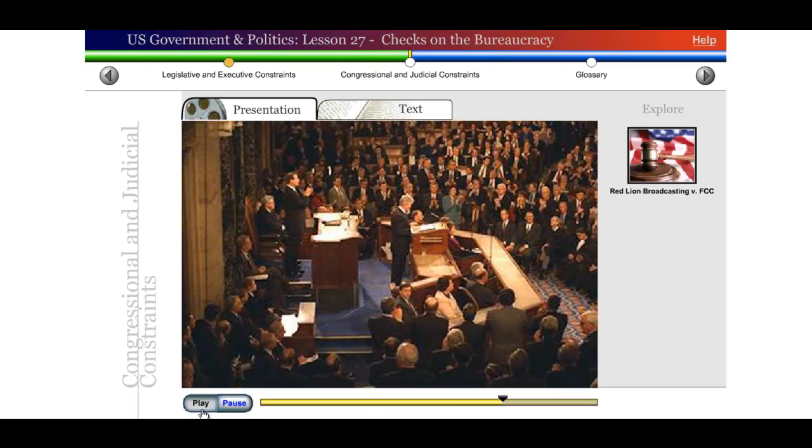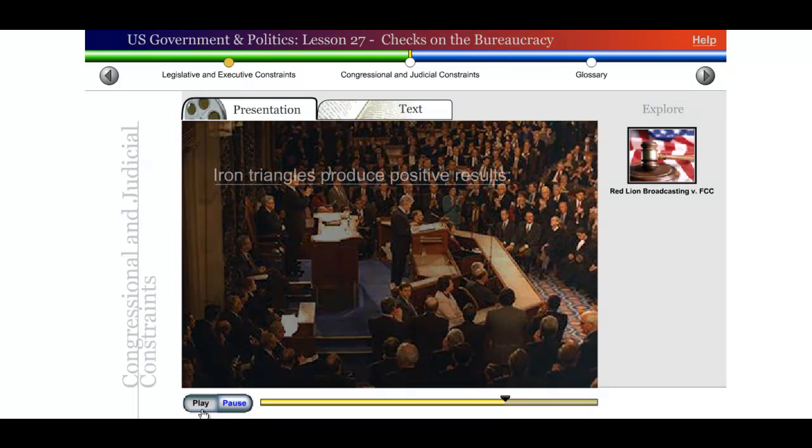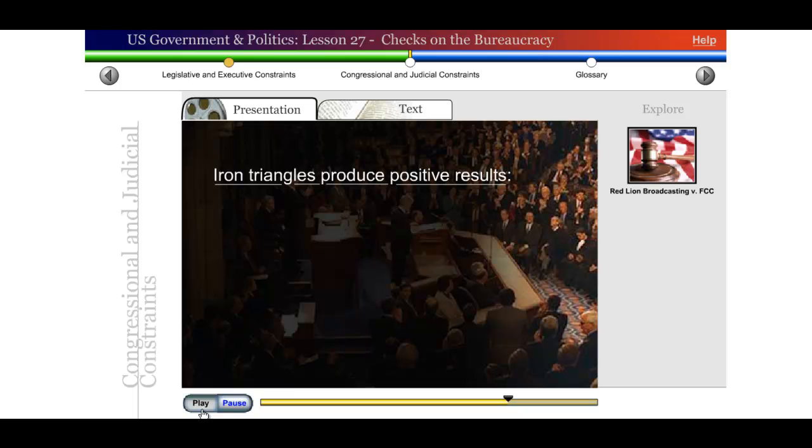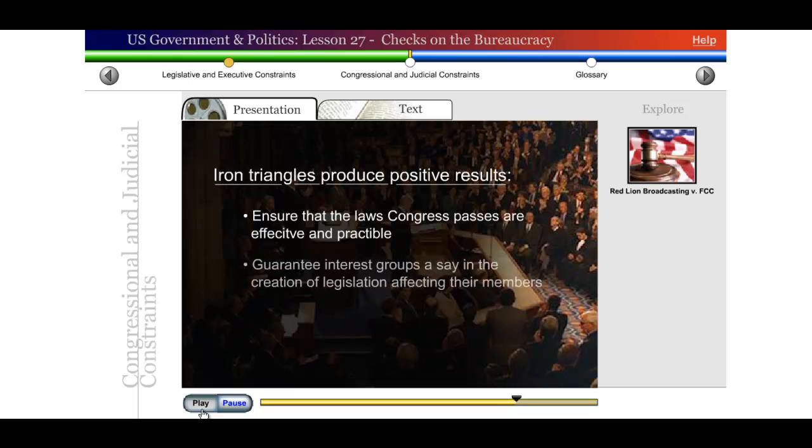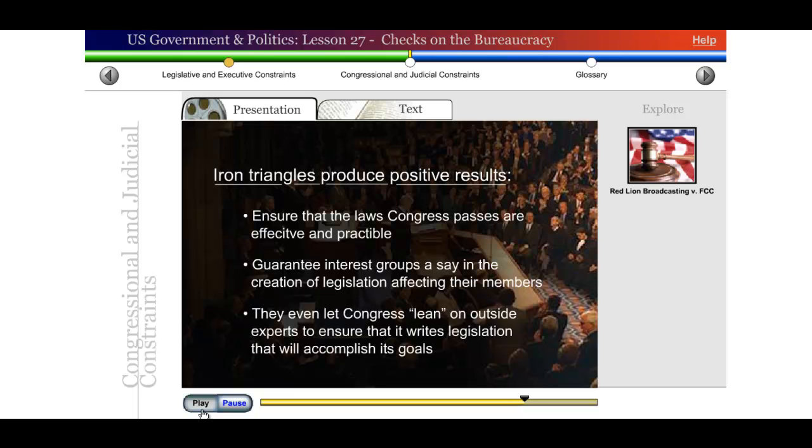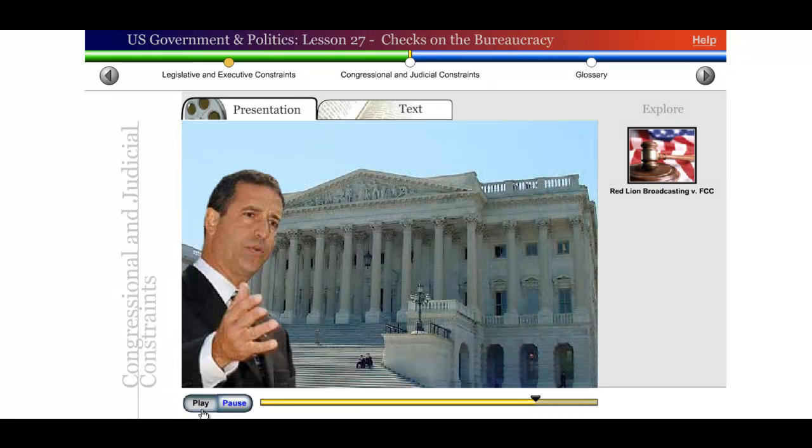A glaring example of client politics, iron triangles can also produce positive results. They help ensure that the laws Congress passes are effective and practicable. They guarantee interest groups a say in the creation of legislation affecting their members. To an extent, they even let Congress lean on outside experts to ensure that it writes legislation that will accomplish its goals. Political scientists speculate that iron triangles are dying out.